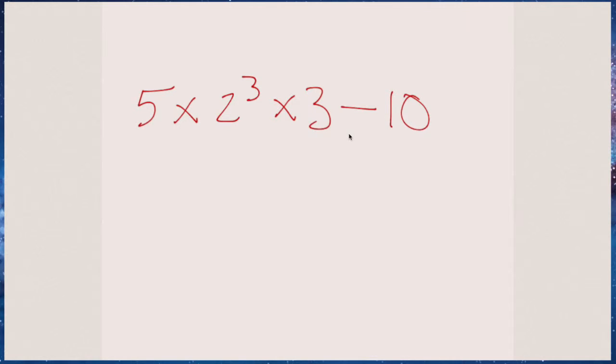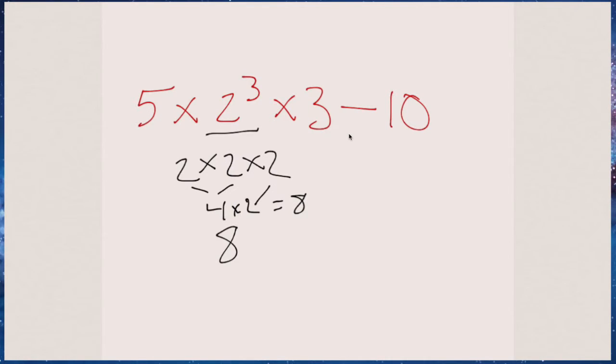So, let's start out. We identify all of the powers in our problem. In this problem, I've got 2 to the third, and that's my only power, so I'm going to do it first. 2 to the third is the same as 2 times 2 times 2, which 2 times 2 is 4, and 4 times 2 is going to get me 8. So, I have 8. Bring down everything else, so 5 times 3 minus 10.